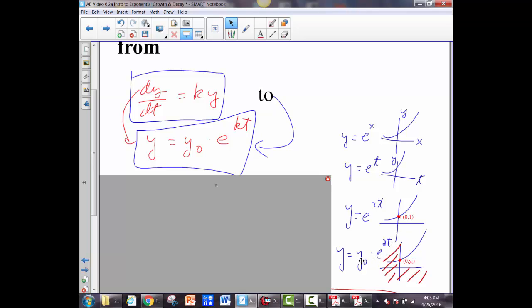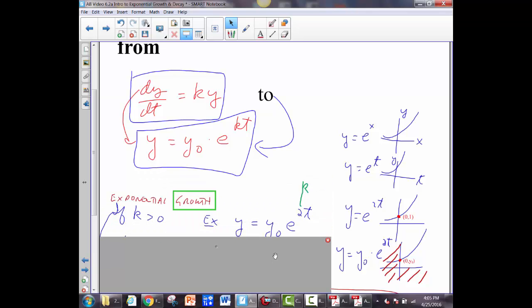Y equals y0 times e to the 2t. You can see here if I replace t by 0, I'll get e to the 0, which is 1. Whereas here, if I replace t by 0, I'll get e to the 0, which is 1 times y0. And of course, we're not going to be looking at negative time, and we're not going to be looking at negative quantities. So it really just becomes this first quadrant graph that starts at the point (0, y0), and is concave up and rises forever.